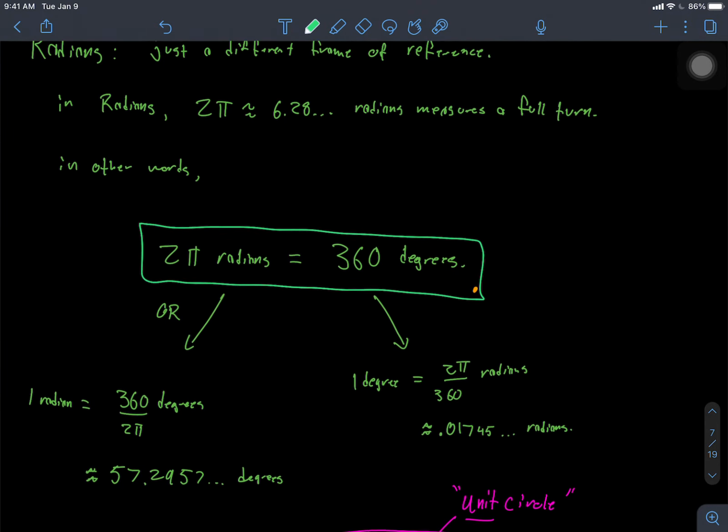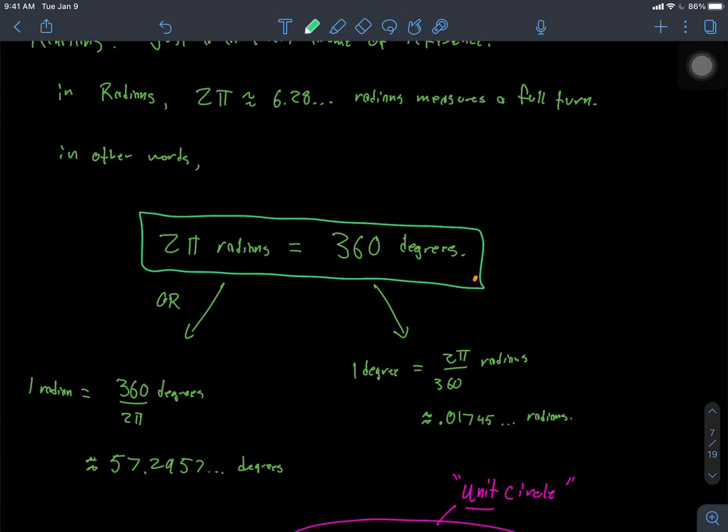Okay, so if we just solve each side for 1 degree or for 1 radian, then we find out that 1 radian is approximately 57.29 degrees. And we get that 1 degree is something like 0.01 dot dot dot radians. We can just get that by dividing each side by either 2 pi or by 360.